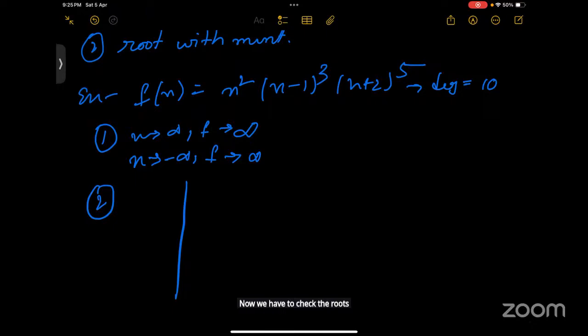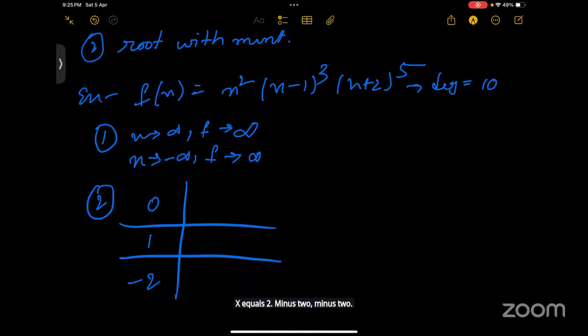What is the first root? x equals 0, 1 and minus 2. 0 with multiplicity 2, 1 with multiplicity 3, minus 2 with multiplicity 5.